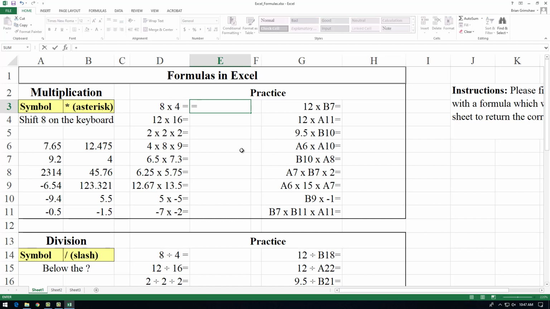Okay, so you punch down an equal sign, and then literally all you have to do is type the equation. 8 times 4. But notice what the symbol is for multiplication. It's the asterisk. Now some people call that the star. Its official name is the asterisk. Okay? 8 times 4. You hit enter, bam, it gives you the answer, 32.